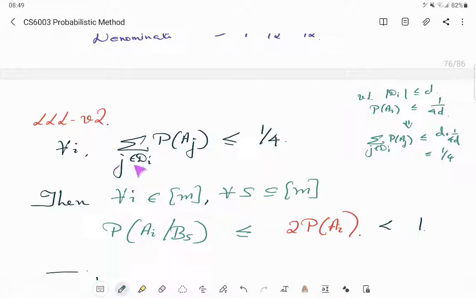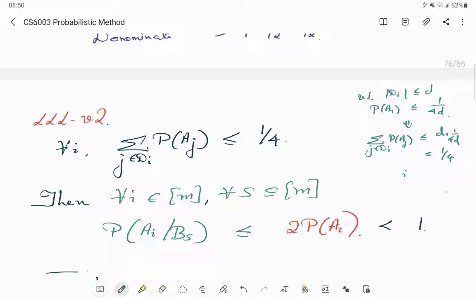So what I'm trying to convince you is that LLL V2 is a generalization of LLL V1. The hypothesis of LLL V1 will also imply the hypothesis of LLL V2. But this is slightly more general, in the sense that it allows your PAJs or your PAIs to be very different. What we are saying is that for every I, you look at the dependent set of events and add their probabilities, and they should all add up to something less than or equal to 1 by 4.